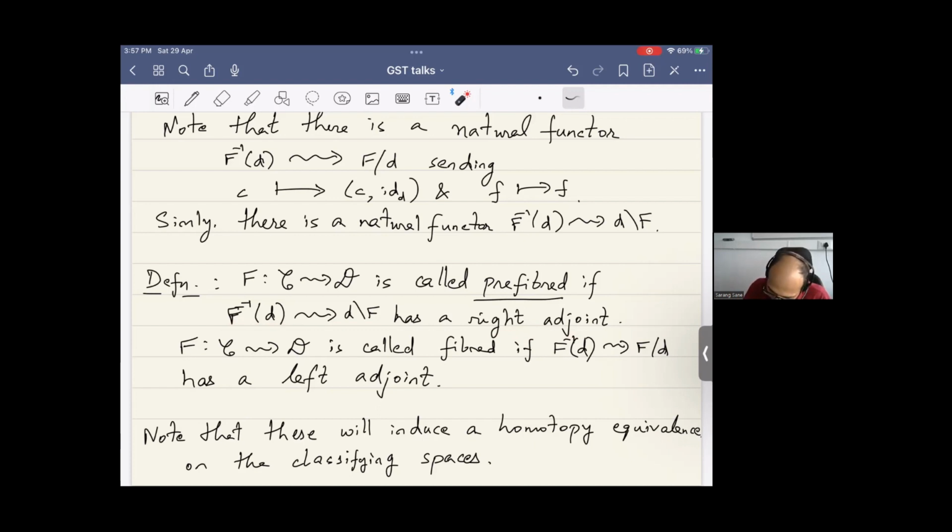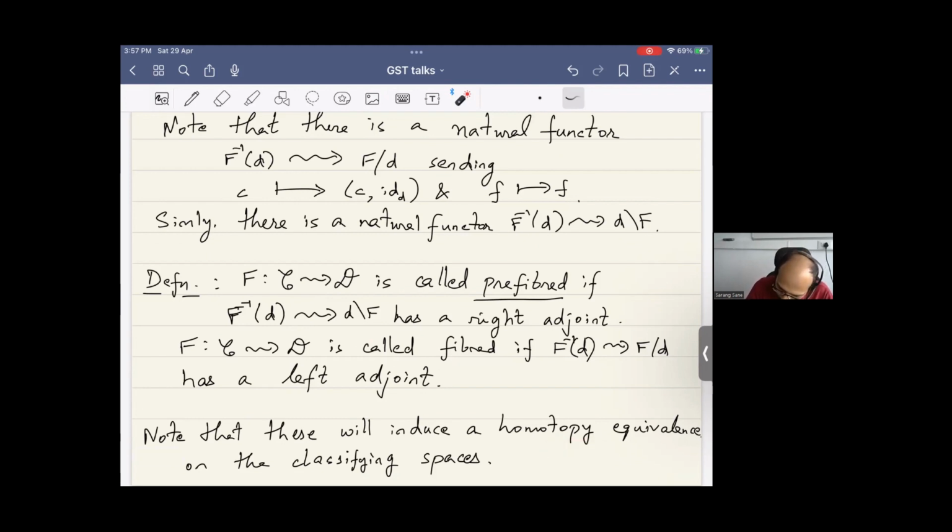And as a result, any result where you have the classifying space of this guy coming in, if it's pre-fibered, you can just ignore this and look at the classifying space of this and get the same result. And it's called fibered if the same thing happens on the other side, if comma D has a left adjoint. And again, that means that the classifying spaces of these two are homotopy equivalent to each other. Right, so that's the remark I've made here.